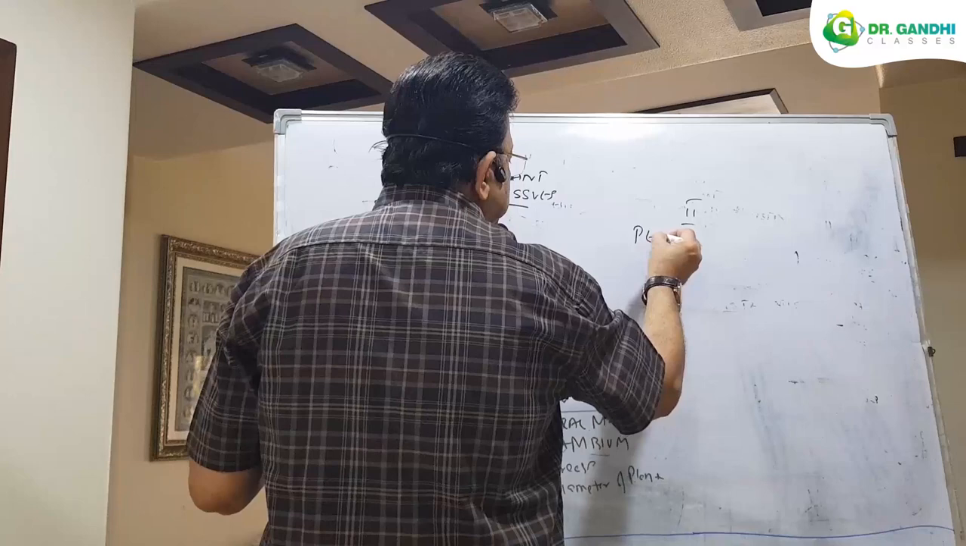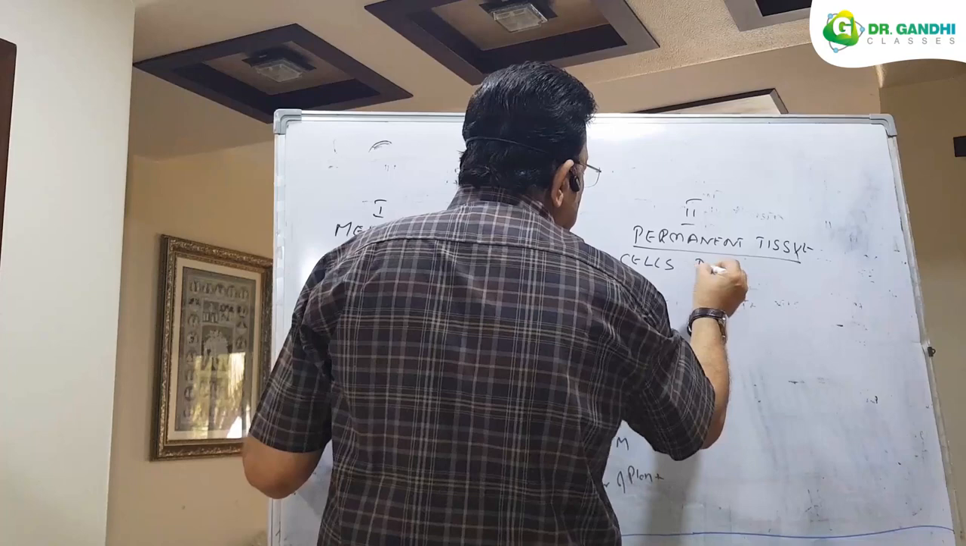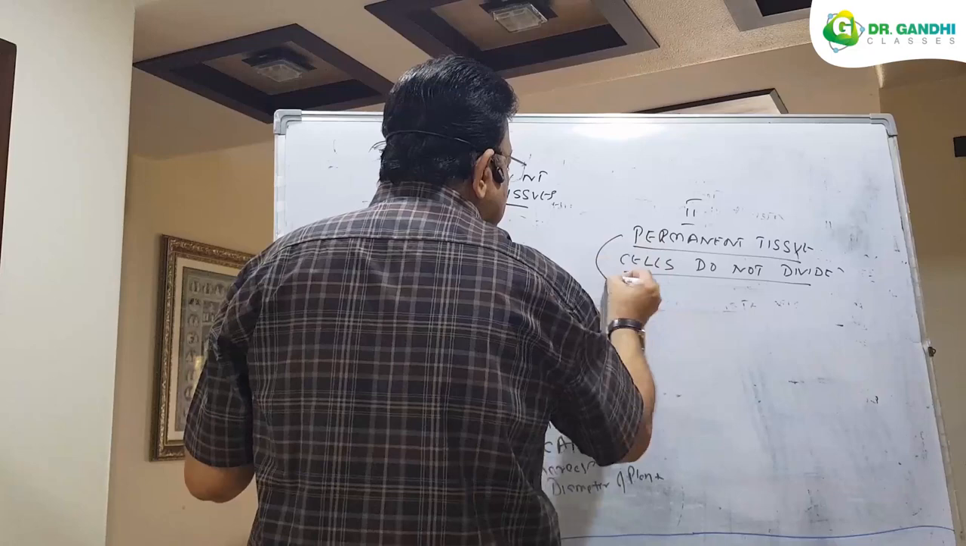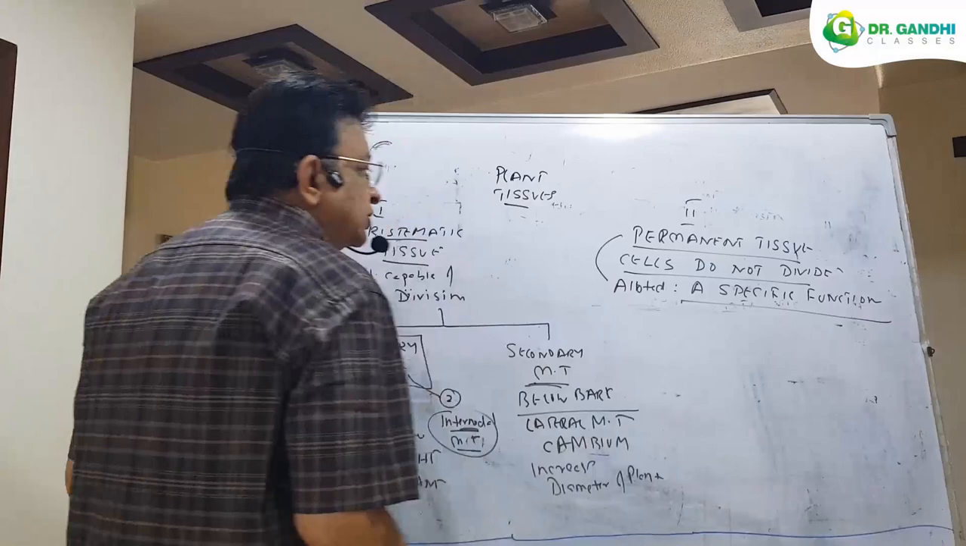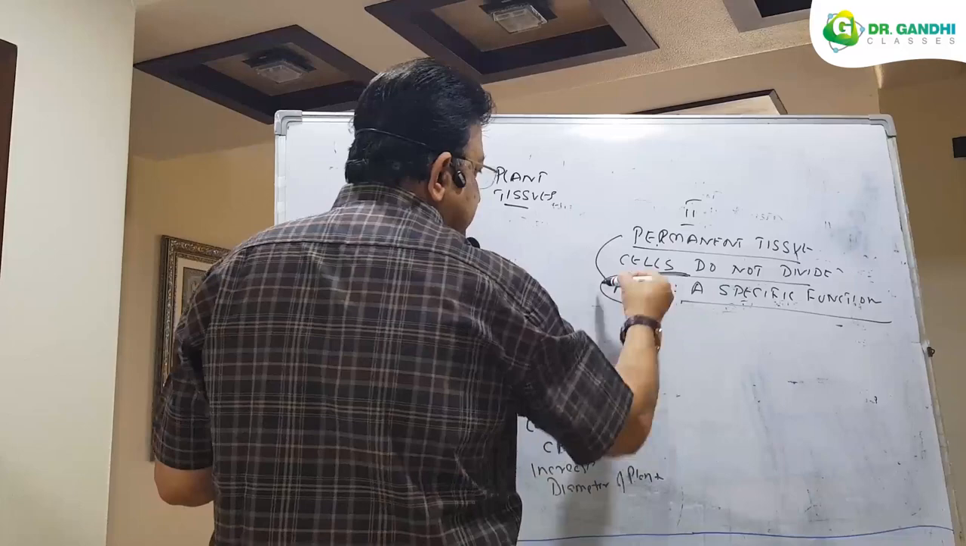So now that the basic function has been taken care of, we now go to the second type of plant tissue, known as permanent tissue. Why is it called permanent tissue? That is because the cells do not divide, or they are not capable of cell division. But why do you not want them to divide? Because the permanent tissue has been allotted a specific function. So if they divide, they will lose this function. So you can see now, meristematic tissue: cells capable of cell division. Permanent tissue: cells cannot divide or do not undergo cell division, for a simple reason, they have been allotted a specific function.